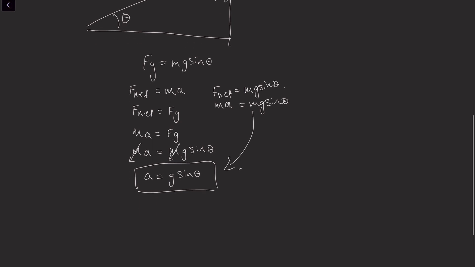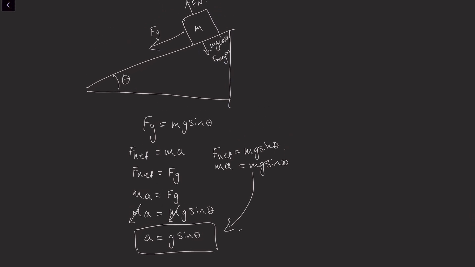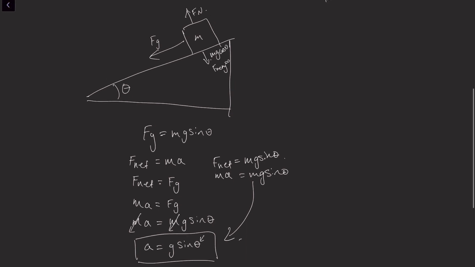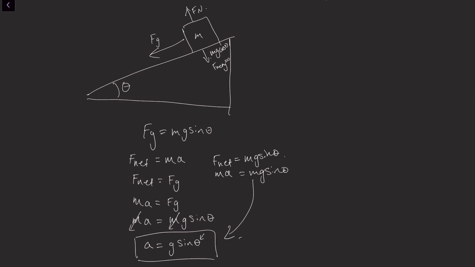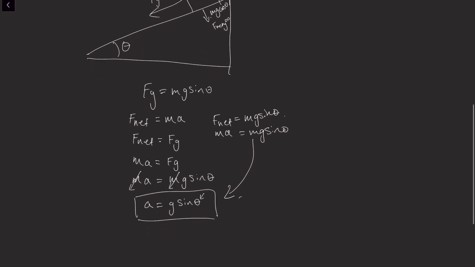So this is interesting. You see now that mass has no interaction with the acceleration that this block feels. Simply only the angle theta that the slope makes to the horizontal. So it doesn't matter how heavy this block is, it's going to accelerate at the same rate as any other block that is sitting on the same surface. So, great. How do we use this now?